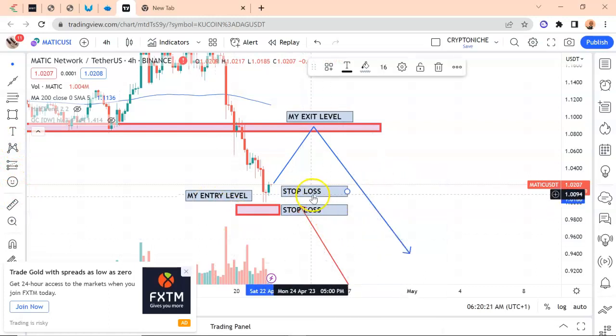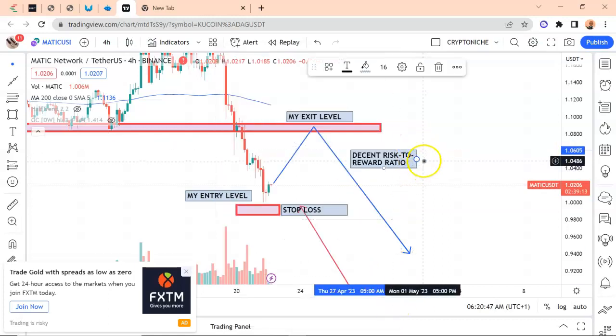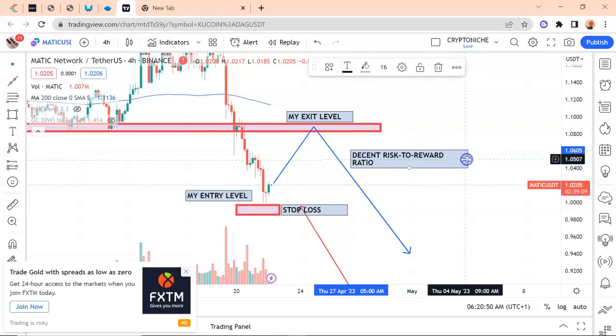Let me clone this. So on this level, we will have a decent risk to reward ratio right there. So that's the analysis for scalpers, those who are going to be scalping Polygon Matic, and also for those who are going to be day trading Polygon Matic today. So this analysis is for you, and I hope it's going to help you a whole lot.